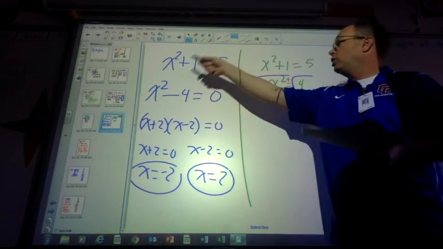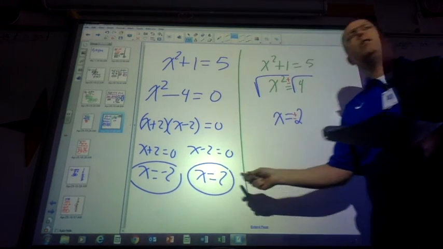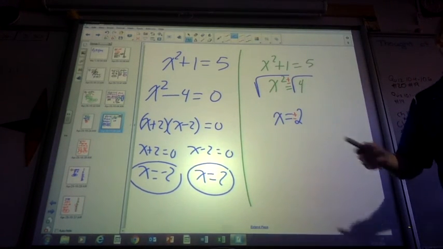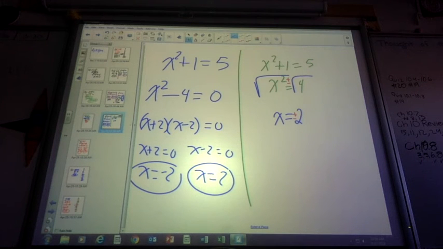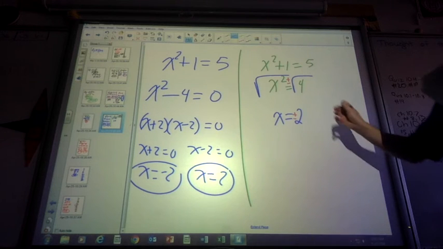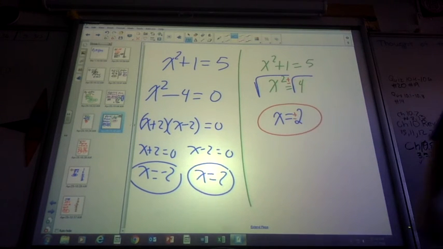How do I know? Well, I just proved it over here. I have a negative 2 and a positive 2. So if you do a math problem and you're doing the same correct math, just doing it a different way, you have to be able to come to the same answer. So this has two answers for a reason.